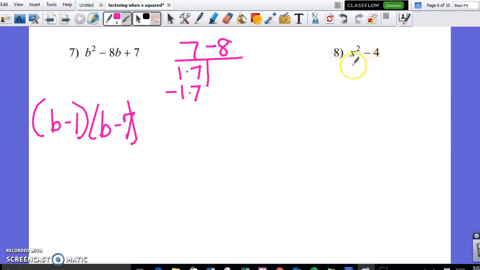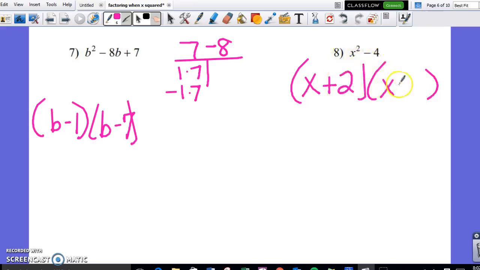GCF, no. Difference of squares. Ooh, la la, there is a difference of squares. So what times what is x squared? That's x times x. What times what is negative 4? 2 and a negative 2. Now, this is as far as you have to go, because the two terms in the middle are going to cancel each other.